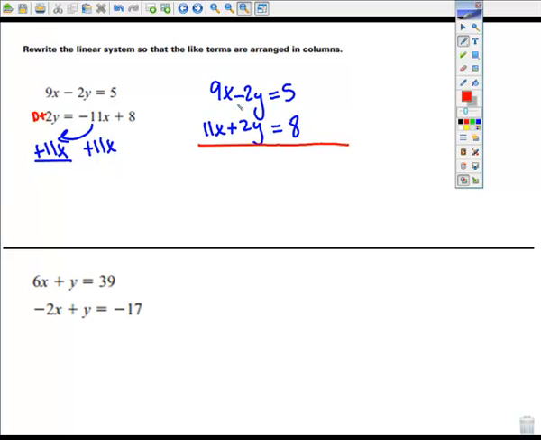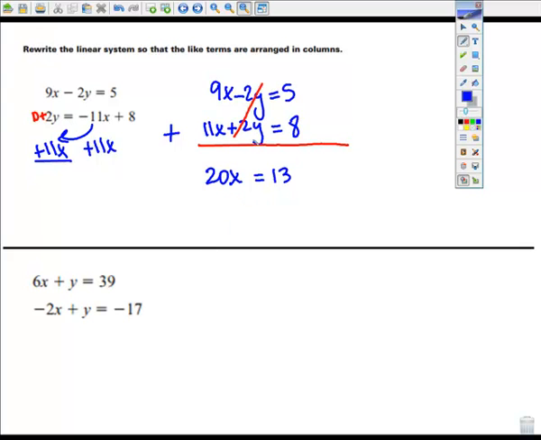So then I move on to the y's. I have a negative 2 and a positive 2. They are the exact opposite. Well, if they're the exact opposite, I can go ahead and add them together, and that will eliminate them. So that's what I'm going to do. So you have to add all the like terms across the equation. So 9x plus 11x is 20x. Negative 2y plus 2y eliminates, so I can just cross it off. I don't have to write it down. And 5 plus 8 is 13.